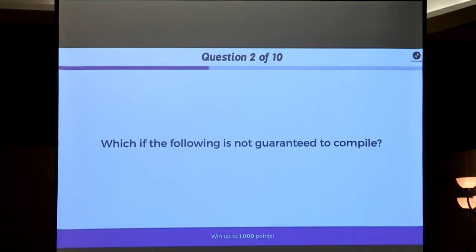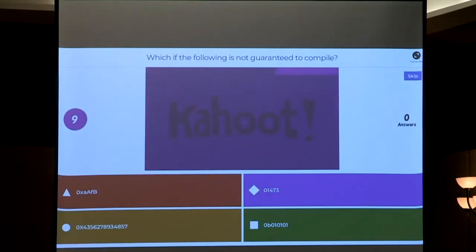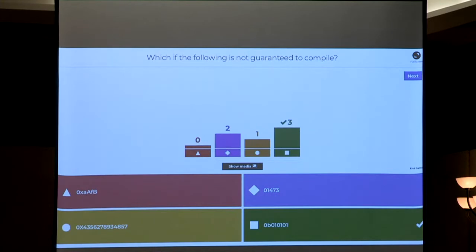All right, which of the following is not guaranteed to compile? It's this one, the 0B, whatever. Why is that not guaranteed to compile? Yeah, it's non-standard. It's not a standard thing in C. It just so happens most compilers accept that. And most text editors will highlight it like purple or something for you, a different color.